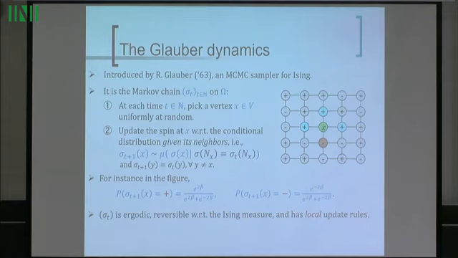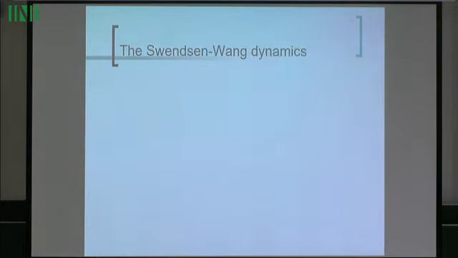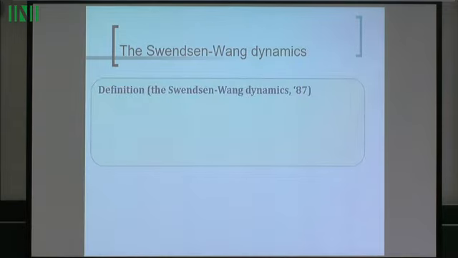It's easy to see that this Markov chain is ergodic and reversible with respect to the Ising model, and has local update rules in the sense that at each time we see a vertex and its neighbors. The central question has always been, how long should we run this Markov chain to obtain a close enough sample from the Ising model? We will come back to this question later. So is this definition clear? Okay. Hopefully.